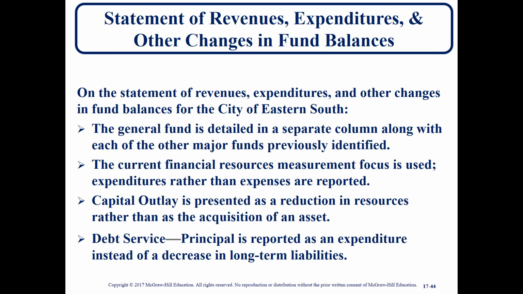On the statement of revenues, expenditures, and other changes in fund balances for the city of Eastern South, usually the general fund is detailed in a separate column along with each of the other major funds identified. The current financial resources measurement focus is used. Expenditures rather than expenses are reported. Capital outlay, folks, is a reduction in resources rather than an acquisition. Again, in the general fund for fund accounting, we do not show fixed assets. We do not show the debt service as a reduction of a liability. It is an expenditure.